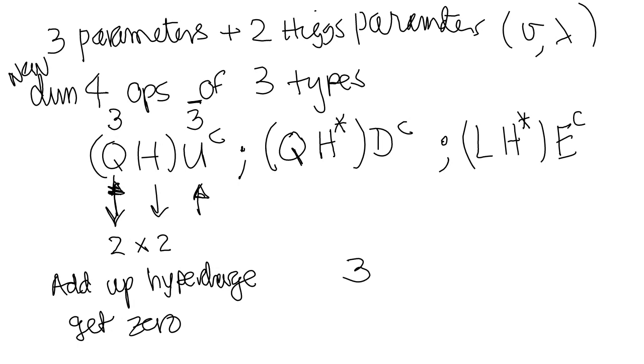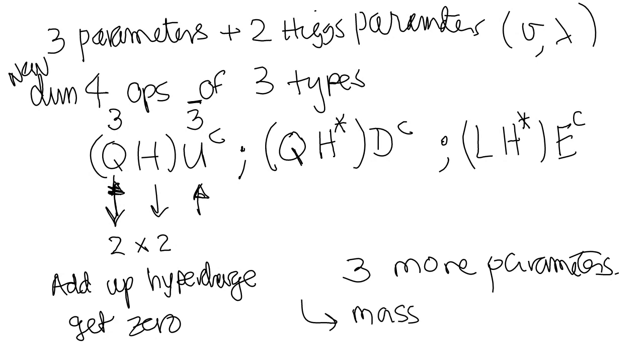3 more parameters, the coefficients of these operators. In fact, we know what these 3 parameters are. When the Higgs acquires a vacuum expectation value, if we forget about the fluctuations in the Higgs, then this is a quadratic form in the quarks and the leptons, which correspond to masses. There's the up quark mass, the down quark mass, and the electron mass. And that's it. That's the standard model.